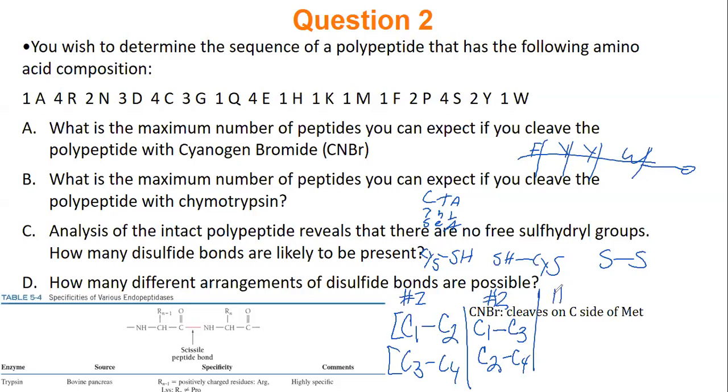Possibility number 3. What if cysteine 1 is in a disulfide bond with cysteine 4? That would mean cysteine 2 is in a disulfide bond with cysteine 3. That's possibility 3. And that's all there is. I cannot make any new disulfide bonds without recopying a disulfide bond I already made. But if you're no good at this, congratulations for coming to the lecture or watching the lecture recording. I am not going to ask you D on the test. That's just for fun. That's because I like math.